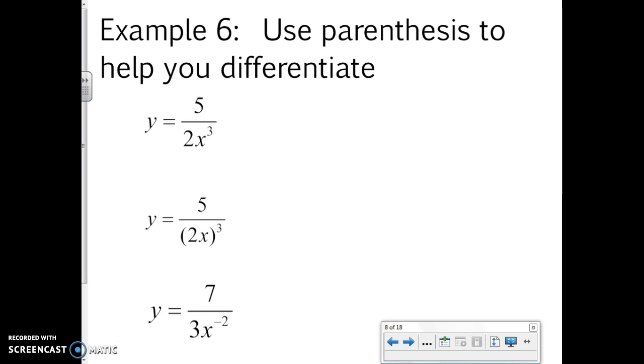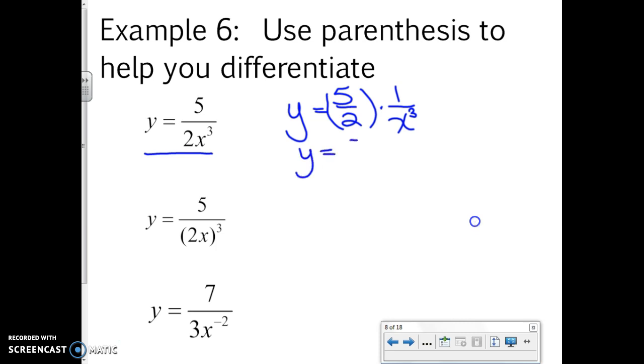And so on this very first one, y equals 5 over 2 x to the third, I would write that as y equals 5 over 2 times 1 over x to the third. So there's my parentheses to do that. And then at this point, I would make this y equals 5 over 2 times x to the negative 3 power, because I don't like the negative exponents. Now I can differentiate that. I can take the derivative of it.